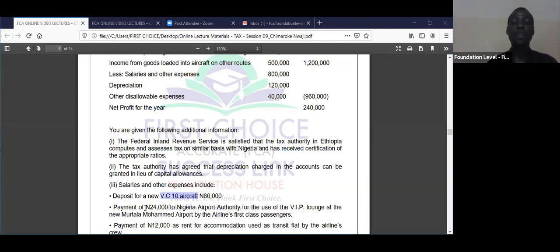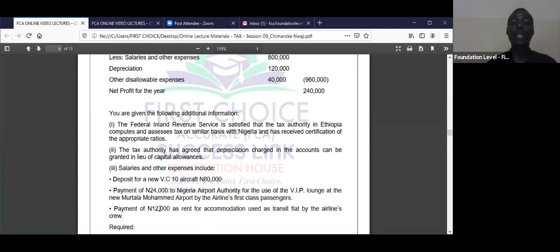Now they said payment of 24,000 naira to Nigerian Port Authority for the use of the VIP lounge at the new Murtala Mohammed Airport by the airline's first class passengers. It is disallowed. Then we come again, payment of 12,000 naira as rent for accommodation used as transit flight by the airline's crew. So if transit income does not belong to Nigeria, why would the transit expenditure, even if it is accommodation rent, why should it belong to Nigeria? So this word transit has spoiled the whole thing.